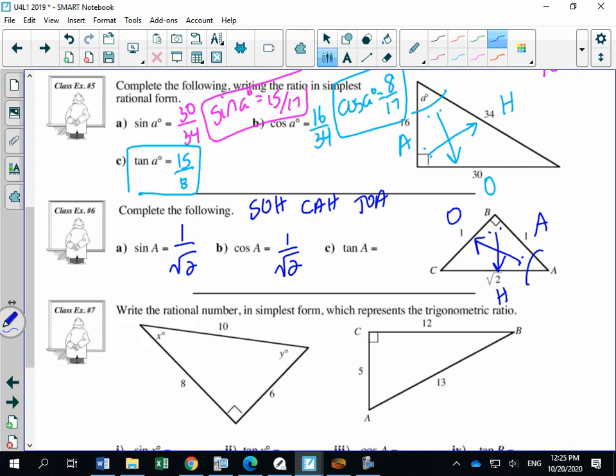Yes, how did you get that? What was the ratio? 1 over 1. O over A is 1 over 1. That reduces to 1. Done.